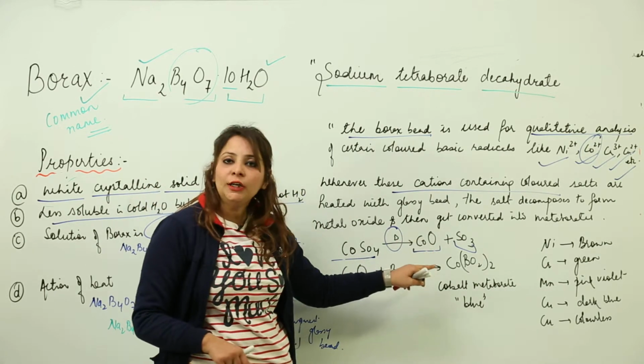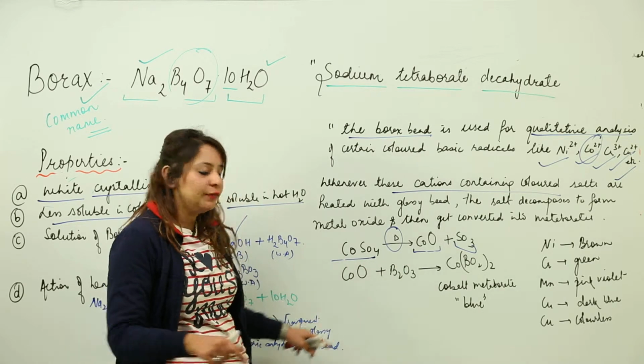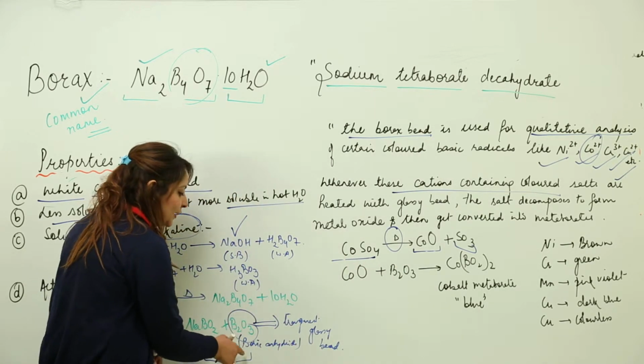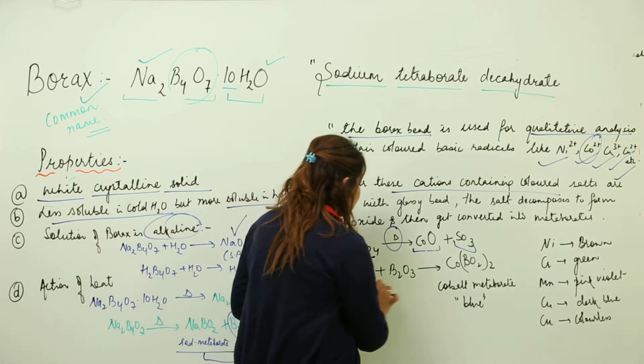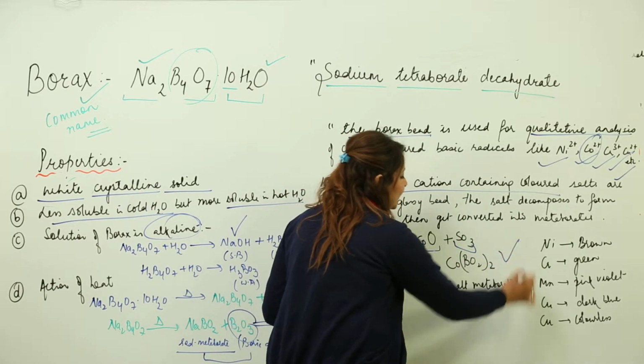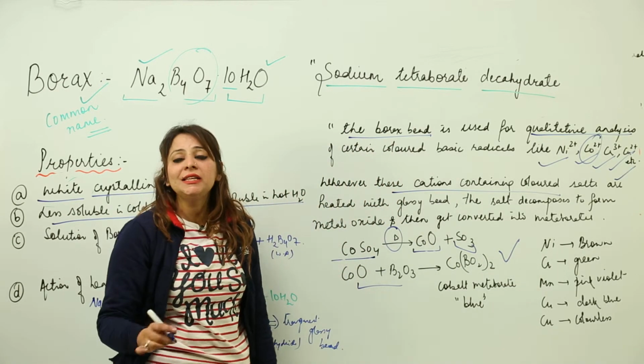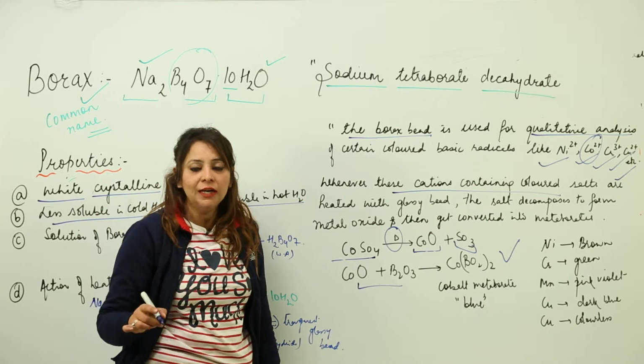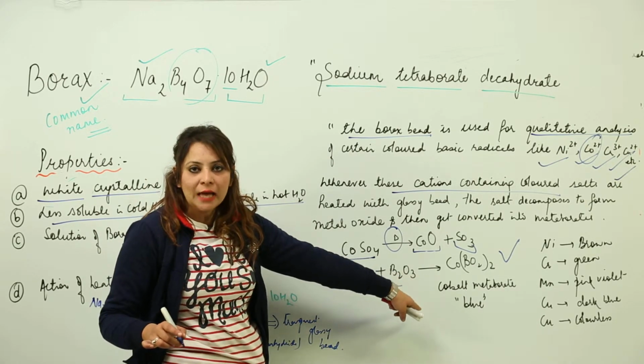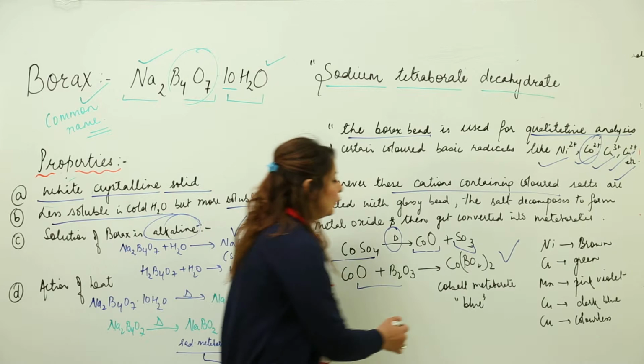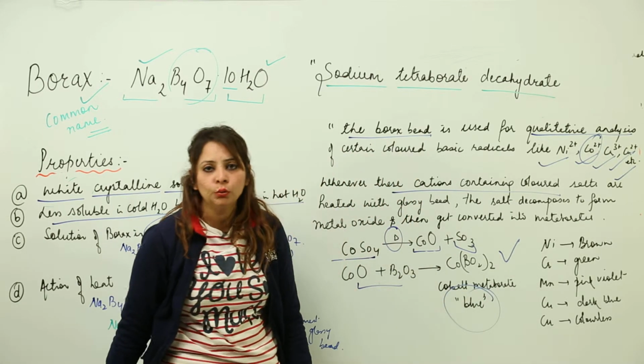Then this cobalt oxide reacts with another component of the glassy bead, that is boric anhydride, and when it does, it forms its respective metaborate, and these metaborates actually are colored. Like in the case of cobalt, we took an example of cobalt. Here the color of cobalt metaborate is blue.